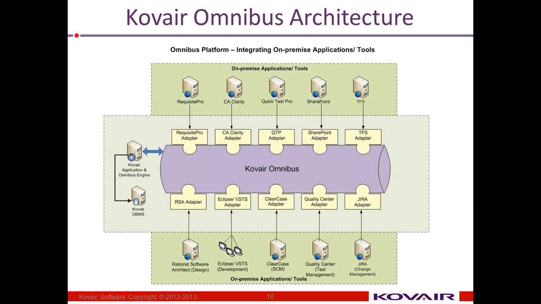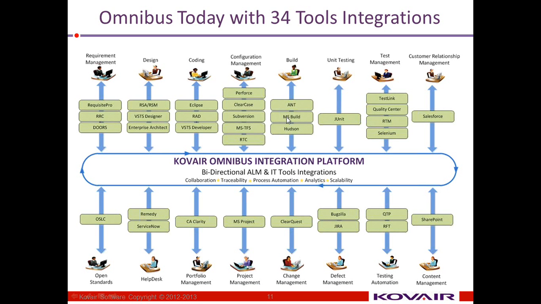So this is the overall architecture of Omnibus, where the bus structure is in the center, and on the left hand side the Kovair application is used to configure this bus to set in all the business rules, and we have adapters for each of the tools that are there in the ecosystem. So you can see we have Requisite Pro, Clarity, Quick Test Pro, SharePoint, and so on. Today Omnibus has more than 34 tools already integrated.